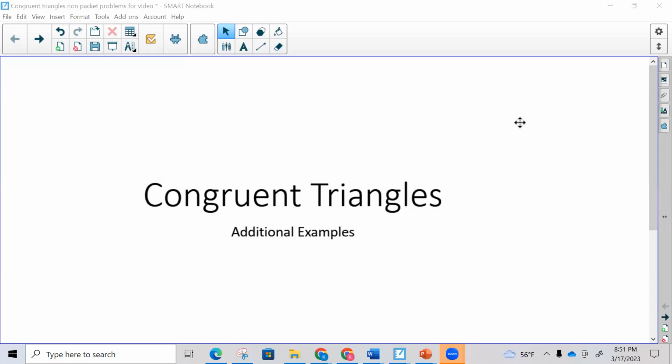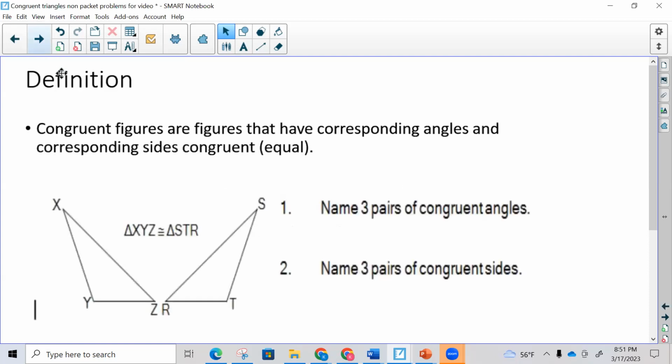So in this video, we're going to talk about congruent triangles. I'm going to define them and talk about how to prove two triangles are congruent and do a few examples, and then we'll build off of there in class.